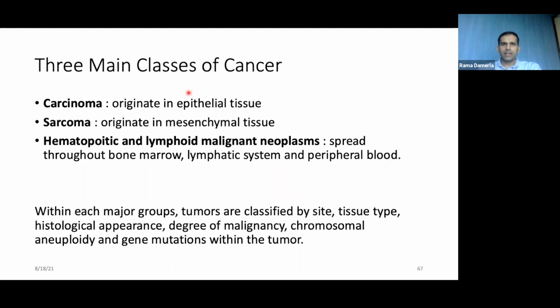So there are three main classes of cancer: carcinoma, sarcoma, and lymphoid neoplasms. This last is hematopoietic and lymphoid, where the cancer spreads through bone marrow, lymph, or the peripheral blood. And within each of these groups, tumors are classified by the site, the tissue type, the histological appearance, and the degree of malignancy. Most of these cancers exhibit chromosomal aneuploidy, so they don't usually have 46 chromosomes like normal cells do. They are also characterized by numerous mutations within the tumor.